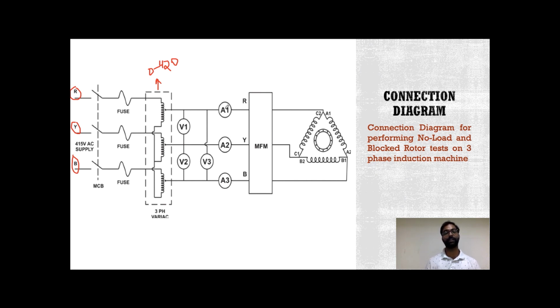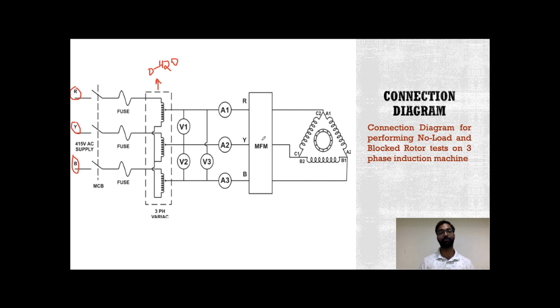Why are we using these ammeters in the line? Ammeters are used to measure the current in all three lines, and the voltmeters are connected in parallel to measure the voltage between the lines. Generally we connect only one voltmeter across the lines, because it is a balanced supply, so we get the same reading in all three voltmeters. So generally in the connection we connect only one voltmeter and three ammeters in the three lines.